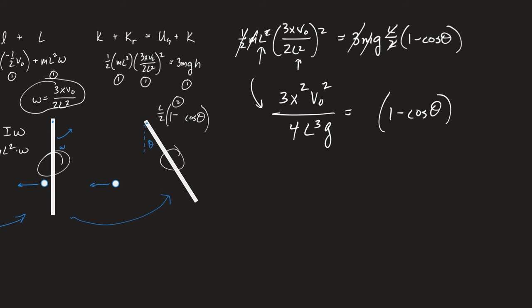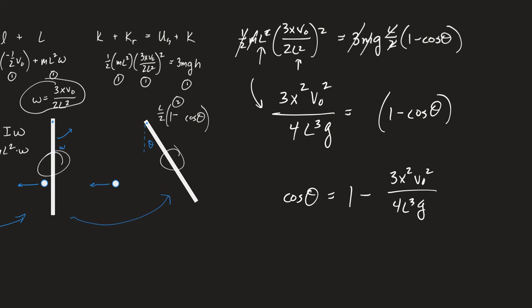And now it's algebra, so I'll get cosine theta equals 1 minus this gargantuan nightmare. And it is a gargantuan nightmare. But this is kind of where I expected you guys to end up. Cosine theta equals something. Even if you made it this far, and some of you had something different here, you can check your work.